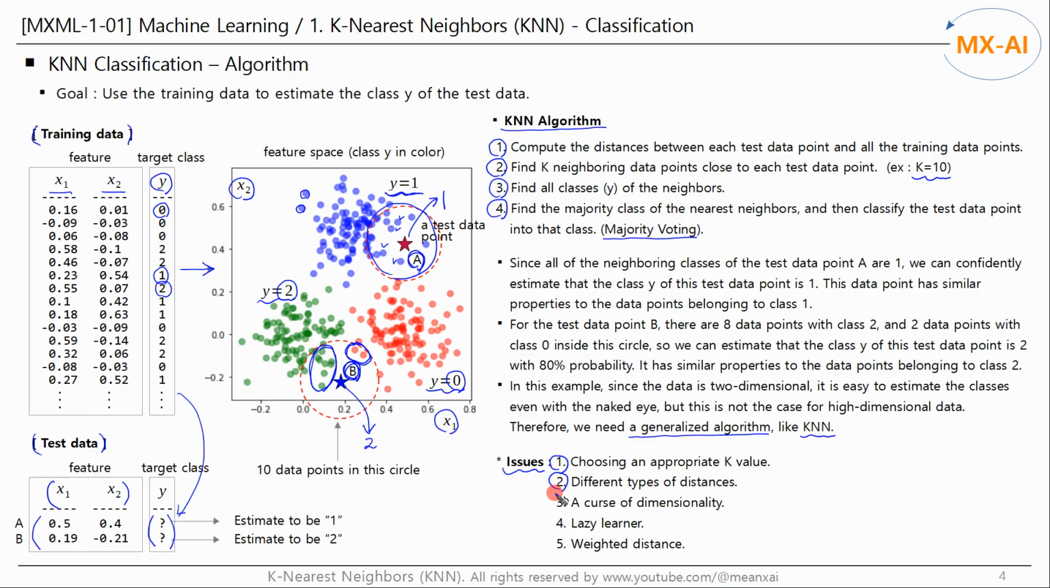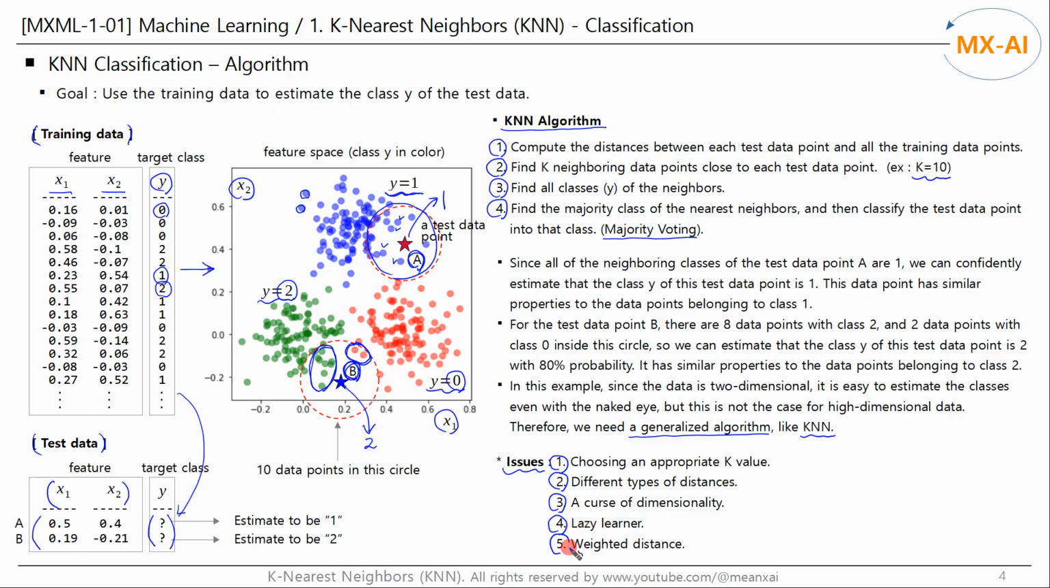You need to decide which type of distance is best for your data. The third issue is that high-dimensional data can cause the curse of dimensionality problem. The fourth problem is that it takes a long time to compute the distances between each test data point and all training data points.